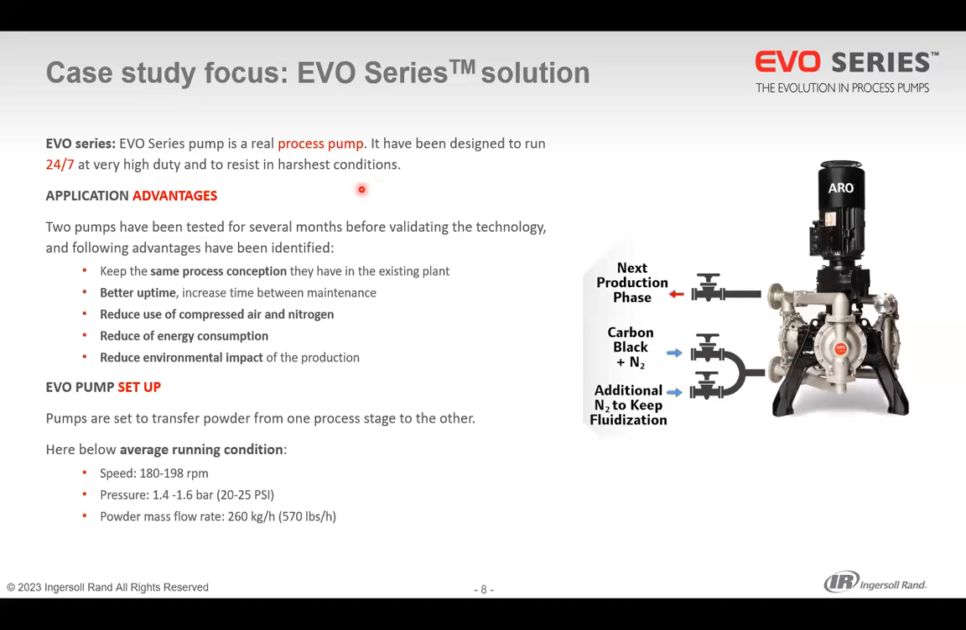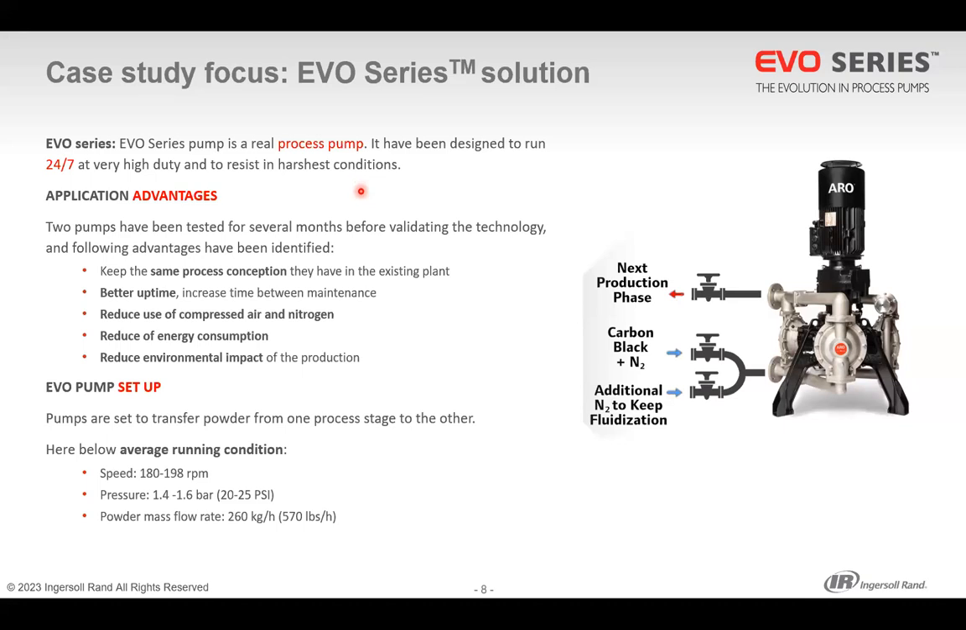So thanks to these advantages, after a few months that those pumps have been tested by the customer, they discovered that, first, for the new plant expansion, they didn't need to change their process conception. They were able to keep their process conception by using this diaphragm pump, moving the powder from one stage to the other. So good standardization, but they were just changing the technology from normal diaphragm pump to electric diaphragm pump, saving a lot of money.